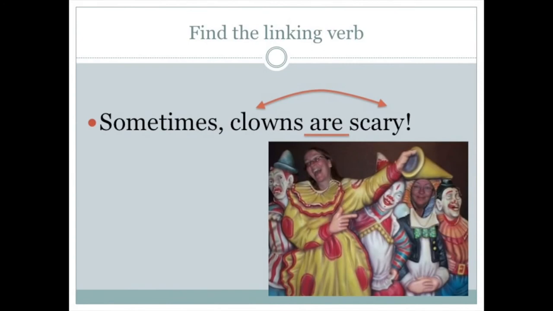Here's another one of those tricky verbs. Remember, those were am, is, are, was, and were. In the sentence, sometimes clowns are scary. Are is our linking verb. It's connecting the subject of the sentence, clowns, with the word in the predicate, scary. And because scary is an adjective, scary is a predicate adjective in this sentence. Are is the linking verb that is linking the subject and the predicate.